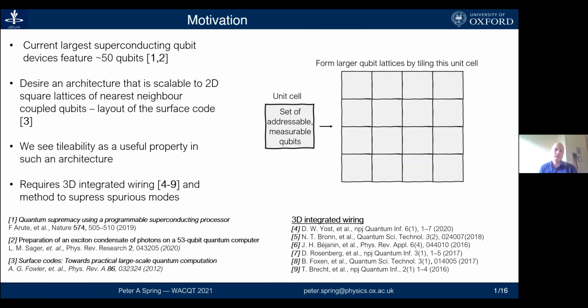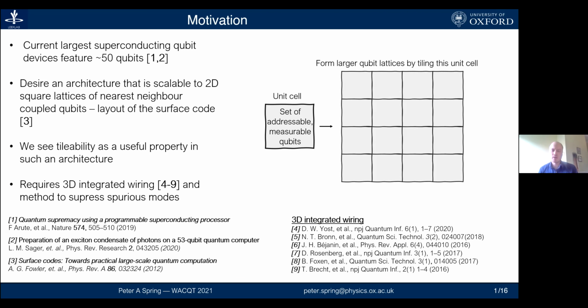So currently the largest superconducting qubit devices feature around 50 qubits. And I think lots of groups would like to make architectures that are scalable to 2D square lattices of nearest neighbor coupled qubits. This is the layout of the surface code, which is this really promising way of doing quantum error correction. So we see tileability as being a useful property in such an architecture. And by that, I mean that your device can contain a unit cell that has a set of addressable measurable qubits in it. And then you form larger qubit lattices simply by tiling the cell.